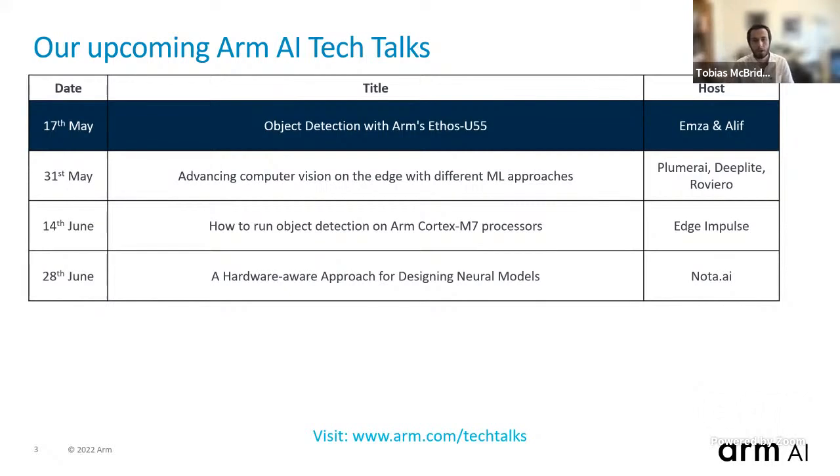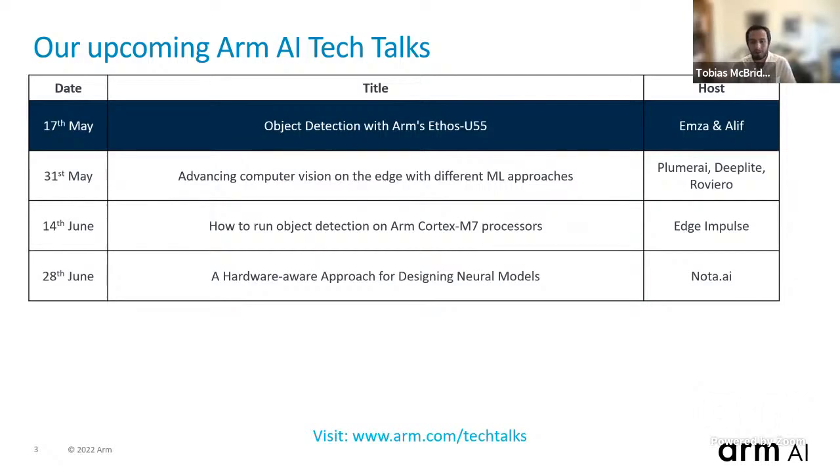We're going to have a panel session in 2 weeks from Plumerai, DeepLight, and Revero, talking about computer vision on the edge. That's going to be really interesting. We haven't done a panel session for a while, so do check that out and register for that if you're interested. We've then got Edge Impulse talking about running object detection on ARM Cortex M7. And 2 weeks after that, Nota AI talking about a hardware approach for neural networks. And that's on U65, actually, our other micro NPU.